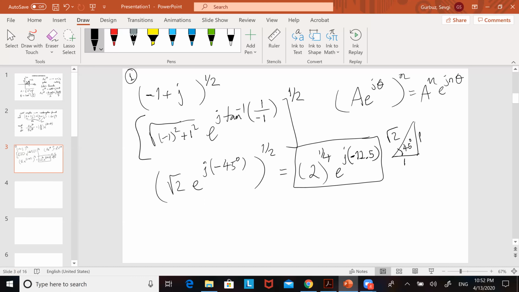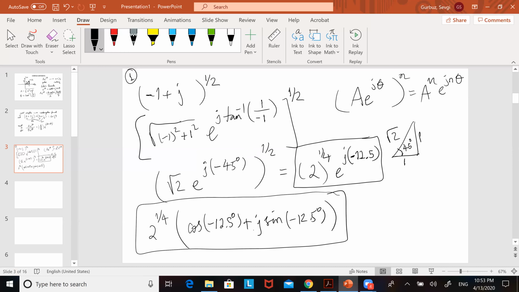How would we convert it to Cartesian or rectangular form? Well, we would keep the magnitude as it is, so this would be 2 to the 1/4, but we would write the e to the j theta as cos theta plus j sine theta. So this would be the cosine of minus 22.5 degrees plus j times the sine of minus 22.5 degrees. This can be found easily enough in the calculator, and then you could just multiply it with 2 to the 1/4. Again, something you can calculate in your calculator to reduce this into a decimal form. But this essentially now is our rectangular format.